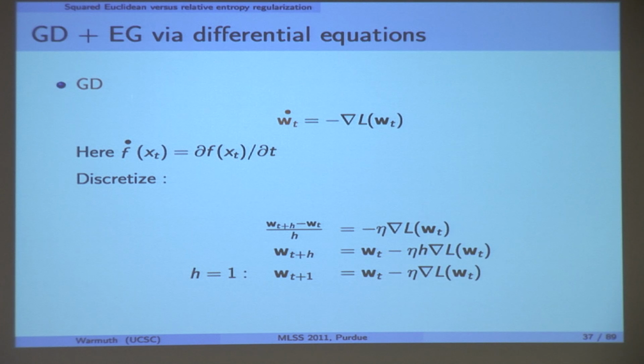People in differential equations know the implicit versus the explicit update. What you should do here is approximate the gradient at t plus h. So this should be t plus h, and this would be t plus h. If you did this, you would get the implicit update, and that's better. It's more stable. This is called Euler discretization.